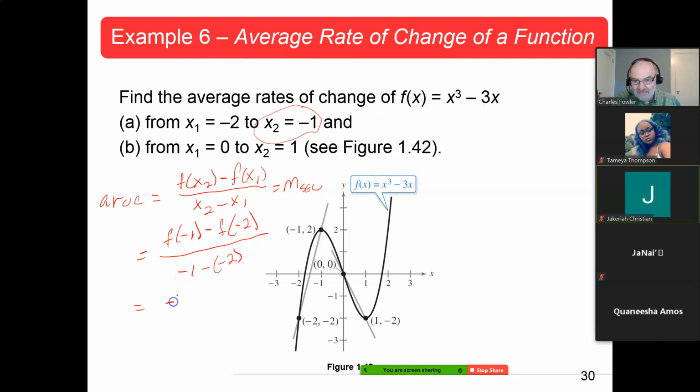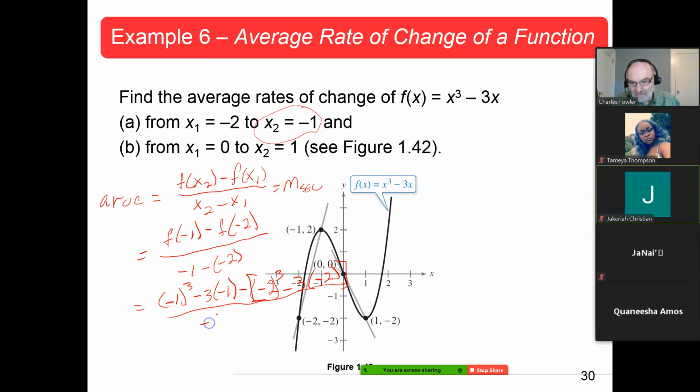That would be a negative 1 cubed minus 3 times a negative 1 minus, now this I'm going to put in big brackets here. F of minus 2 would be negative 2 cubed minus 3 times negative 2. Now, I didn't write that well. I should put that in parentheses. Close out my bracket here.